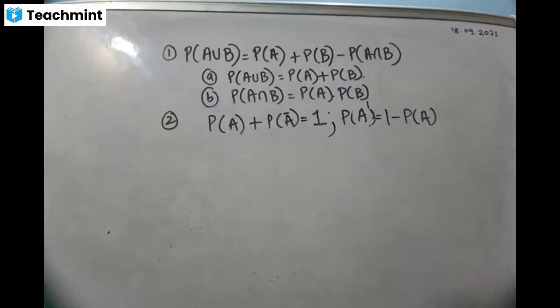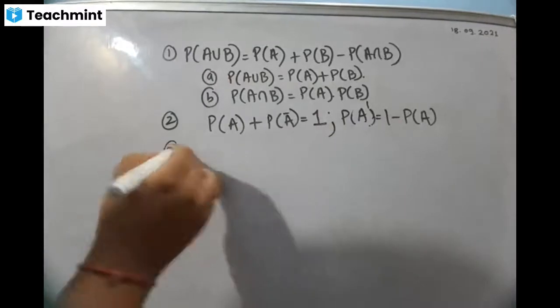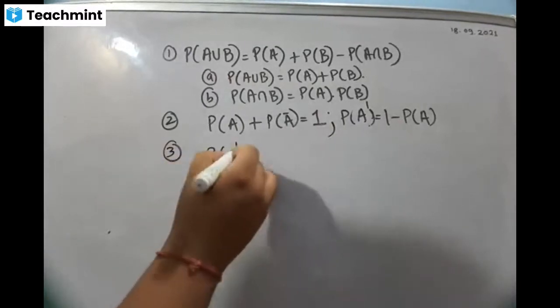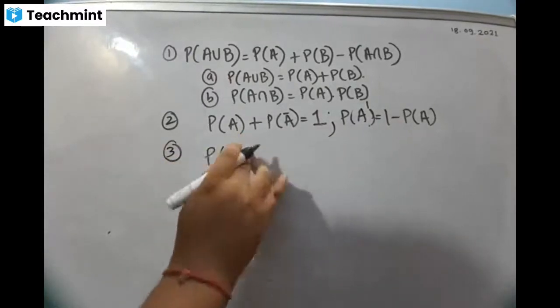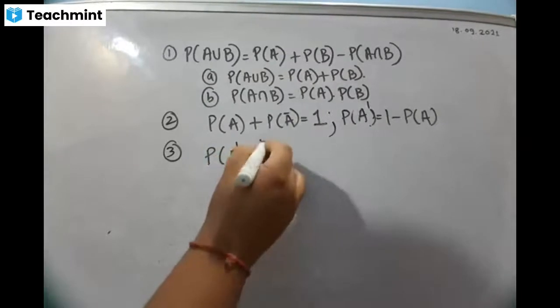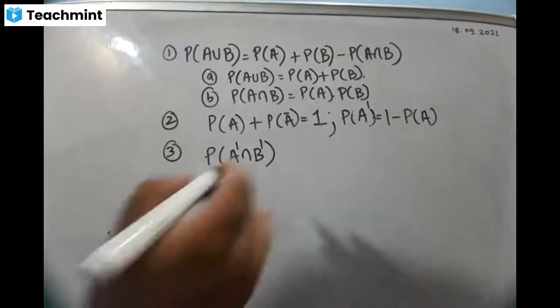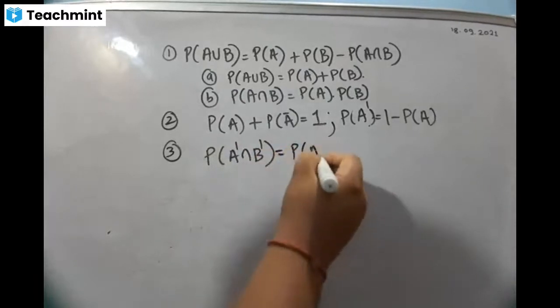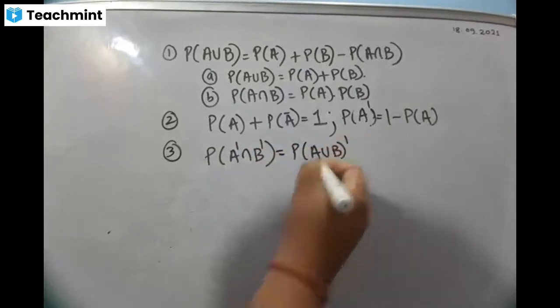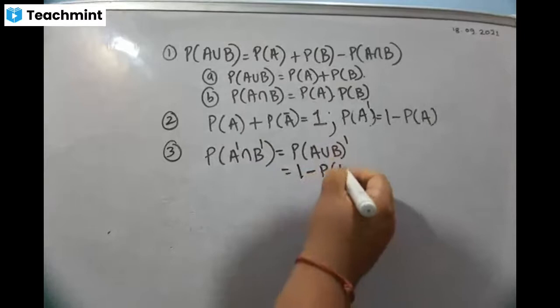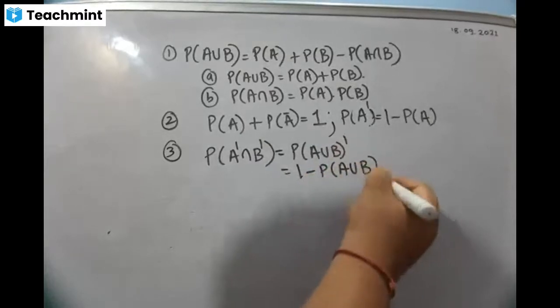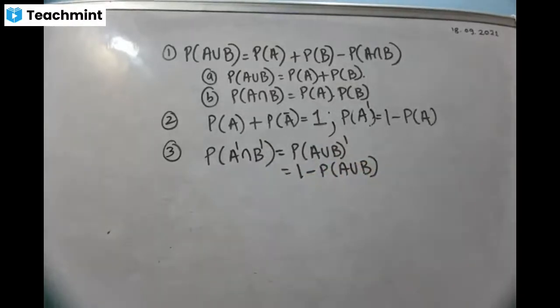Okay, so the formulas which you learned today, everyone look at the board. Probability of A complement intersection B complement is equal to probability of A union B complement, which is in turn equal to 1 minus probability of A union B. I have explained everything, how you have got this formula.